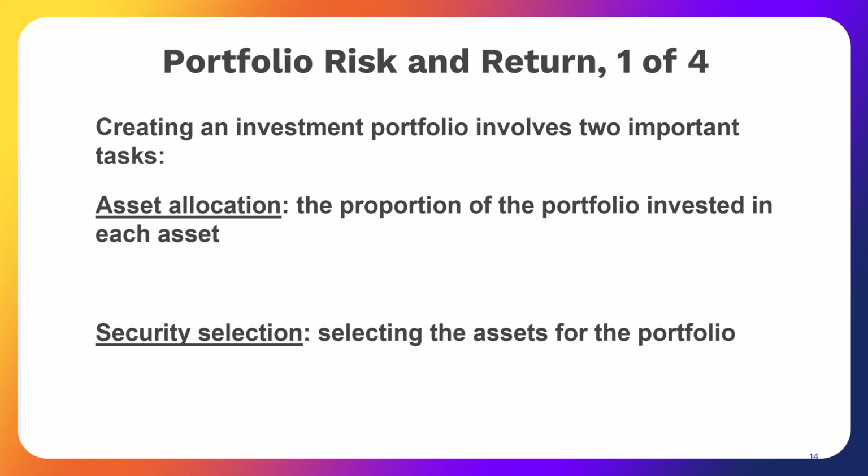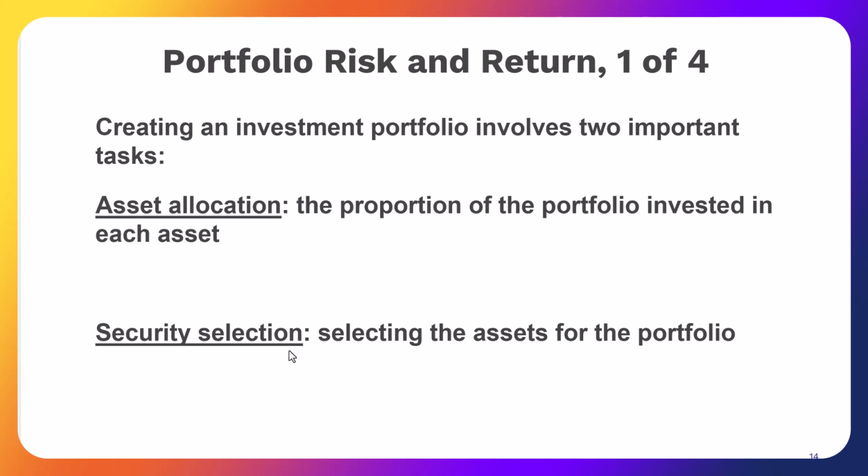As we continue our discussion, let's see how we can choose portfolios. So let's think portfolio risk and return. We want to create an investment portfolio. There are two tasks. The first task is we really need to figure out what our asset allocation should be. This is the proportion of the portfolio that we invest in each asset.